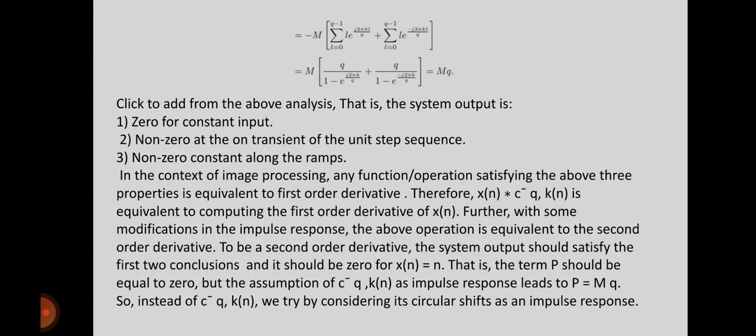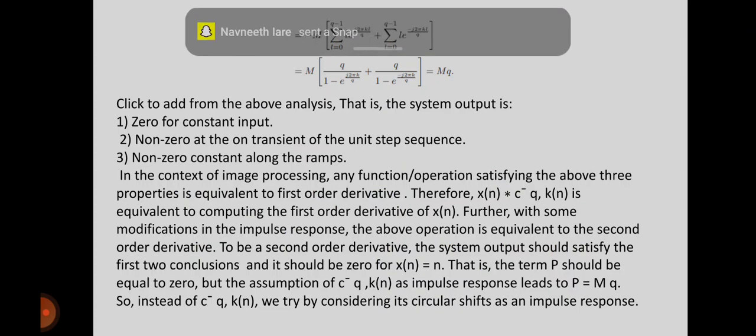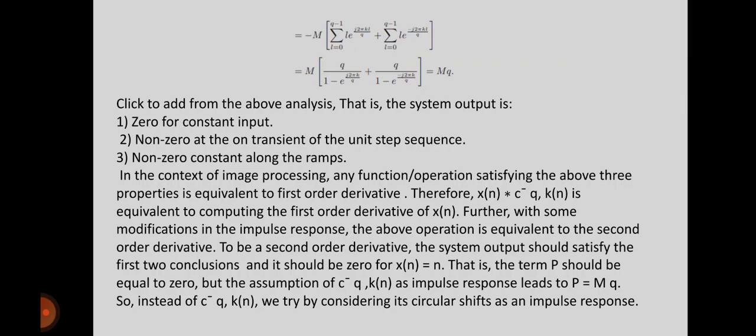From the above analysis, the system output is 0 for constant input, non-zero at the onset and transient of the unit step sequence, and the third one is also non-zero constant along the ramps. In the context of image processing, any function or operation satisfying the above three properties is equivalent to the first order derivative. Therefore, x of n convolved with C bar q,k of n is equivalent to computing the first order derivative of x of n.